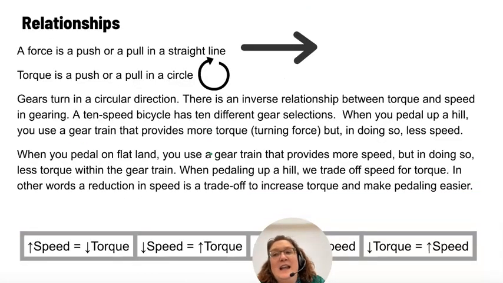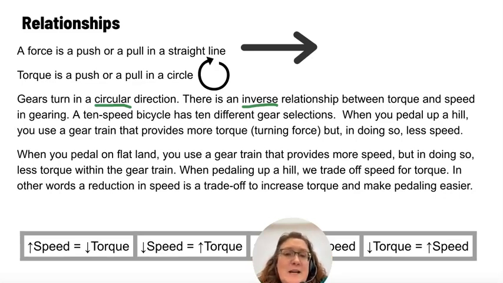So, a force is a push or pull in a straight line. Now, that could be up, that could be down, it could be across. But think about just pushing a box across a surface. That's a push. That's a force. A force in a circular direction is torque. So think about spinning the box on the table. That would be torque. Gears turn in a circular direction, making an inverse relationship. Inverse means reversed. Basically, inverse means one goes up, the other goes down, between torque and speed in gearing.